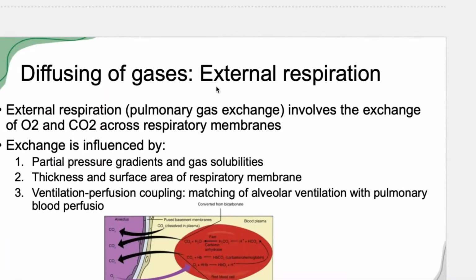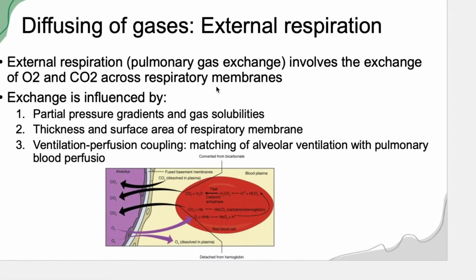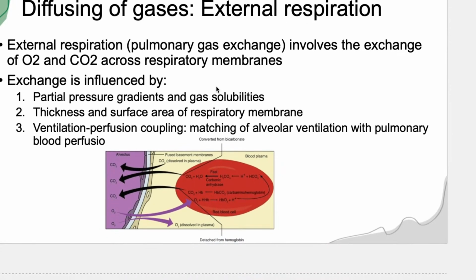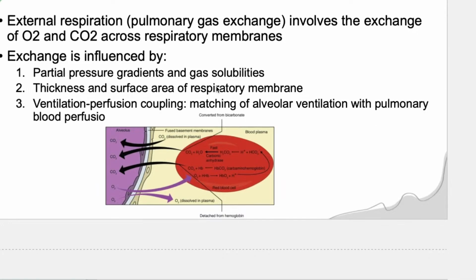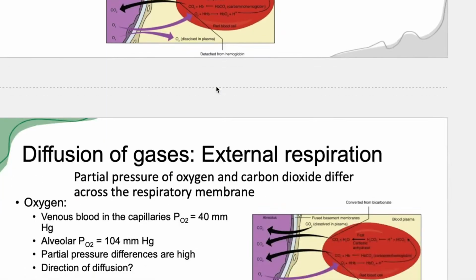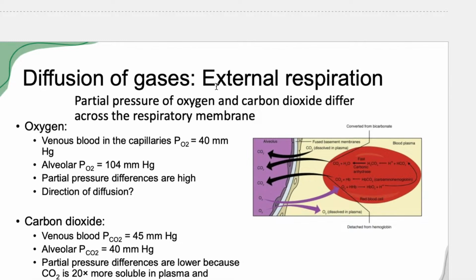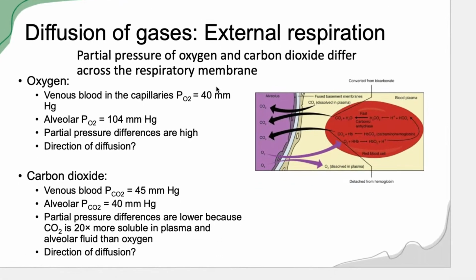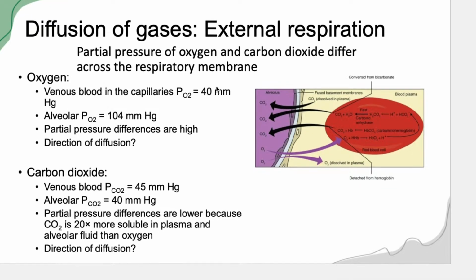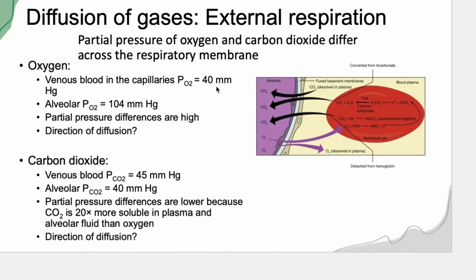Diffusion of gases, external respiration. External respiration involves the exchange of O2 and CO2 across respiratory membranes. Partial pressure gradients of gas. Yeah, this is stuff I've already covered here. All right, so this is external respiration.